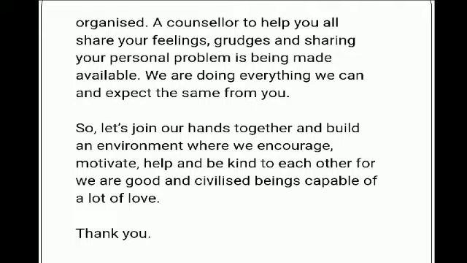organized. A counselor to help you all share your feelings, grudges, and personal problems is being made available. We are doing everything we can and expect the same from you. So let's join our hands together and build an environment where we encourage, motivate, and help and be kind to each other. For we are good and civilized, being capable, a lot of love. Thank you.